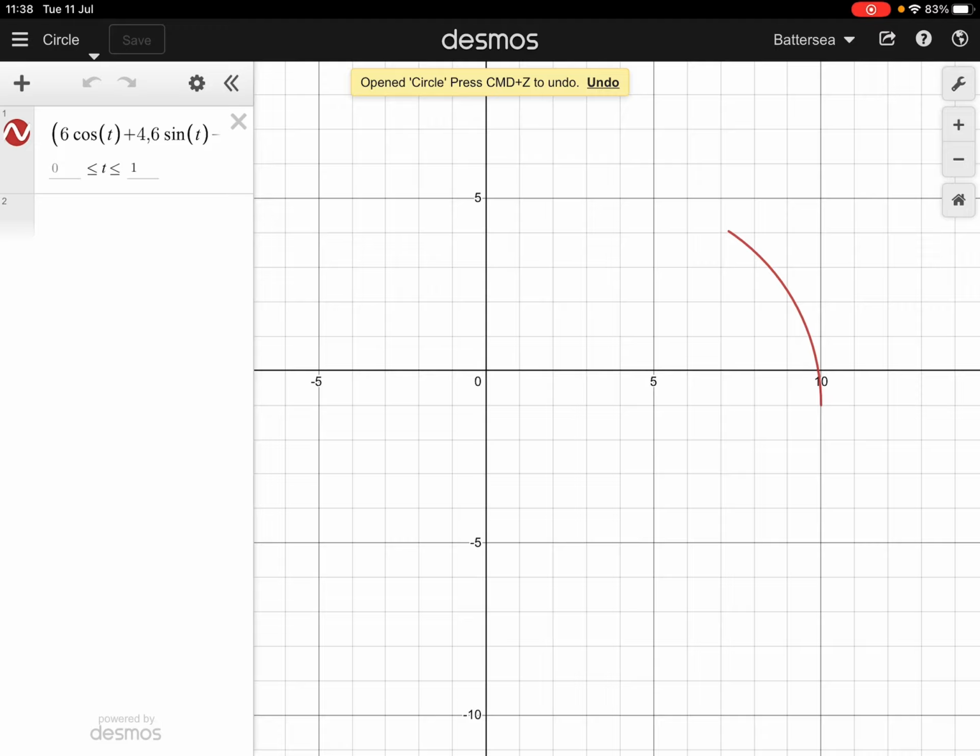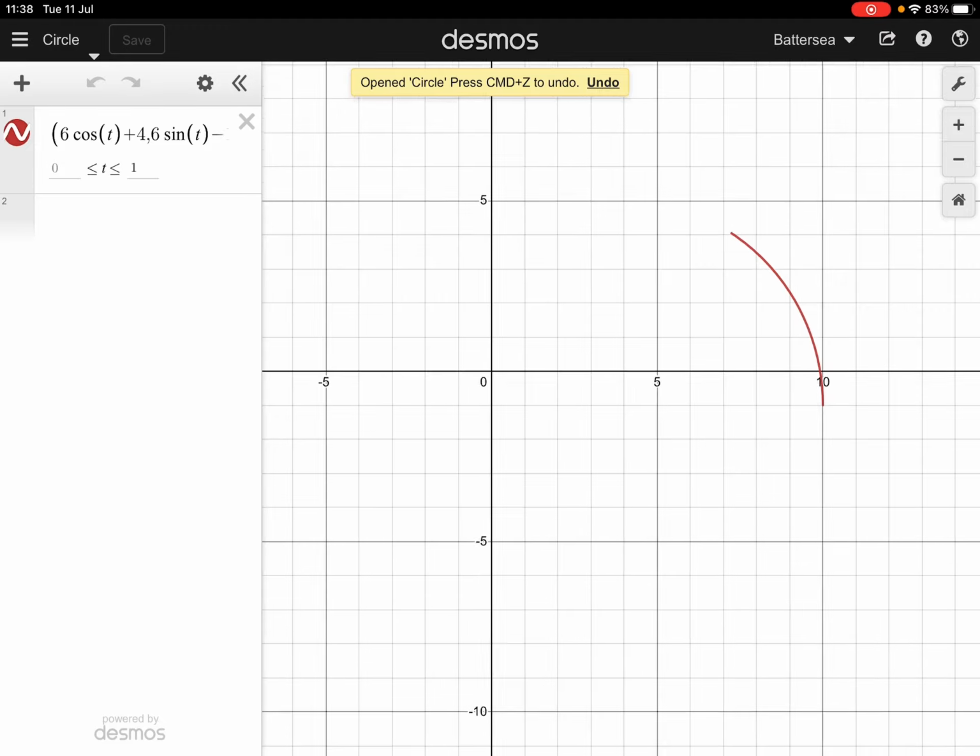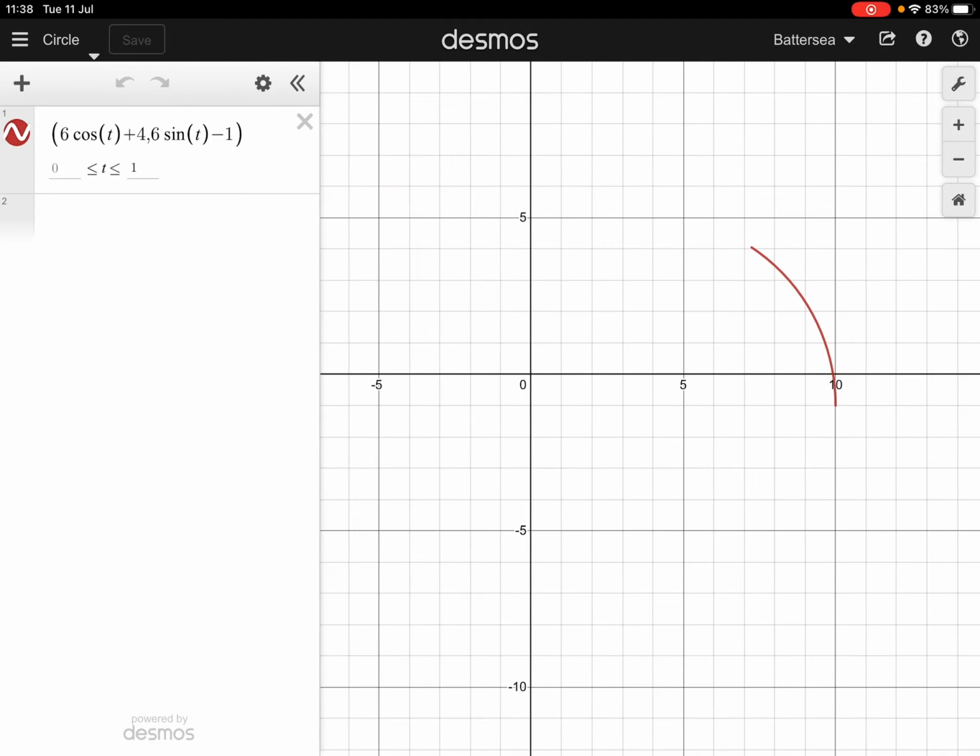Second example on Desmos here. Here I've got the x coordinate that is given by 6 cos t plus 4, and the y coordinate is given by 6 sine t minus 1. And currently I've just got it set so that t is between 0 and 1. You can see we've got this arc.